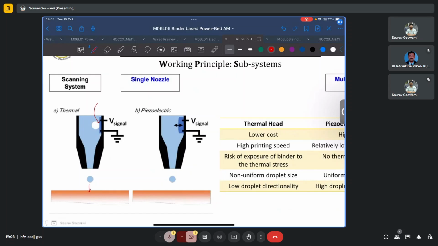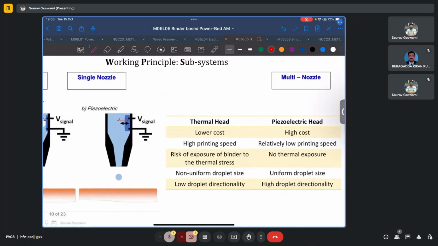A piezoelectric head uses a piezoelectric, which we know when subjected to a voltage will suffer a deflection. Now, because of its deflection along the directions shown, there is a change in available volume for the ink inside this nozzle, and thus a small volume of ink is displaced out of this nozzle and falls on the binder bed, sorry, on the powder bed.